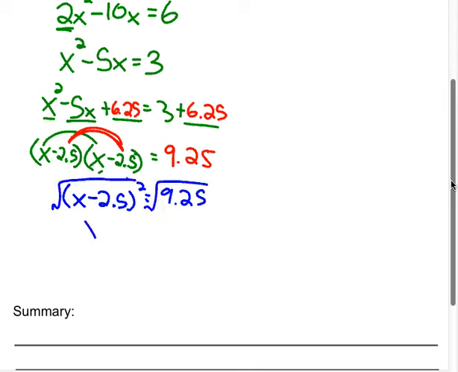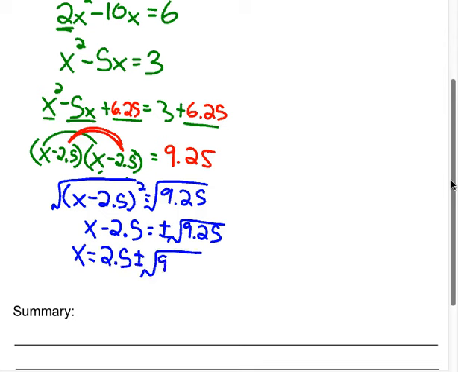I can square root that. And remember that always gives me a plus or minus. And finally, to get x by itself, I can add that 2.5 over. And it gives me that.